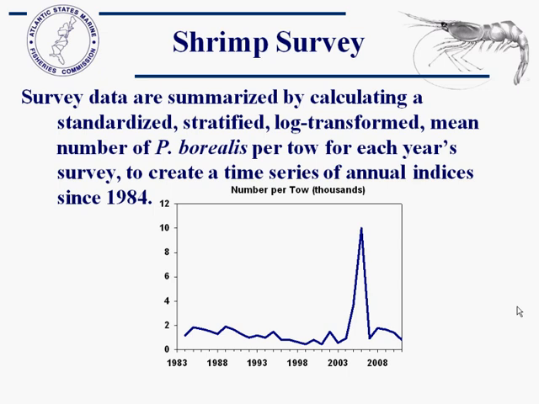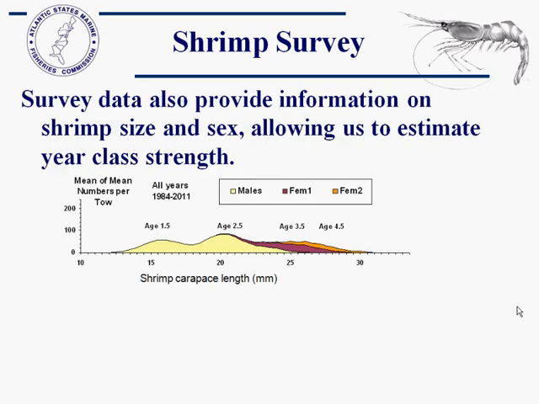So there are a bunch of different indices that come out of the survey, as well as the size structure of the population and how many males versus how many females, which is very interesting. Jessica told you about their hermaphrodism. And it's important for us to know, even though we're really only interested for the assessment in the larger animals.